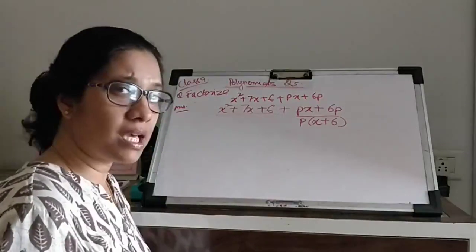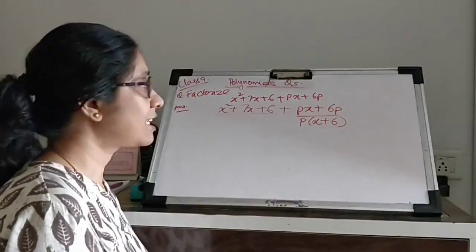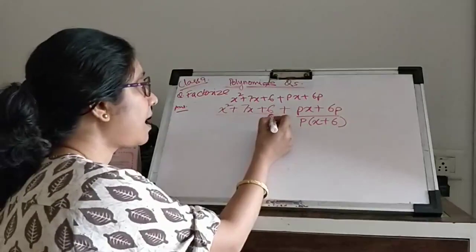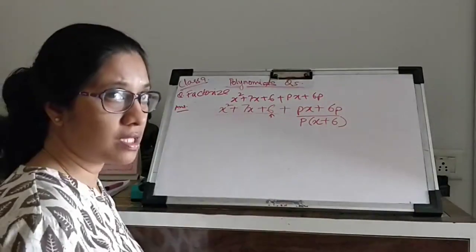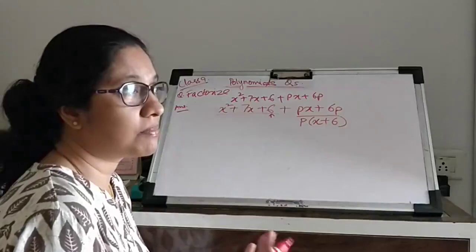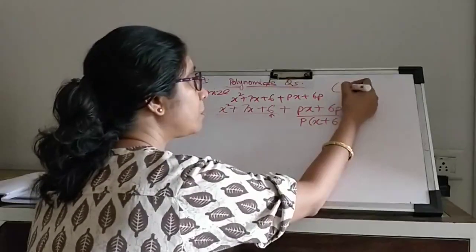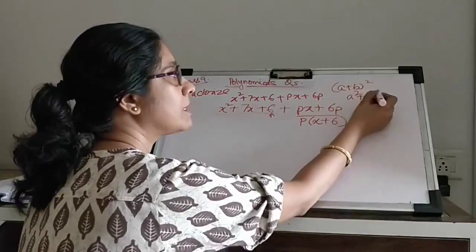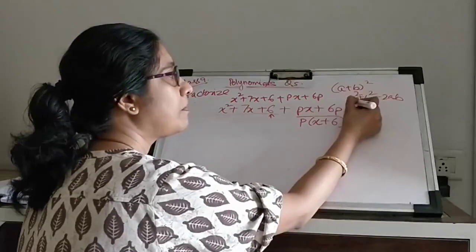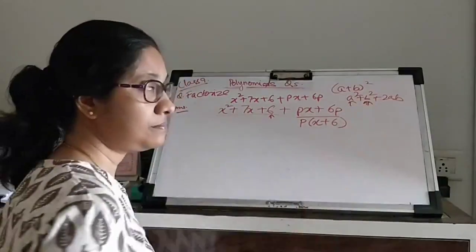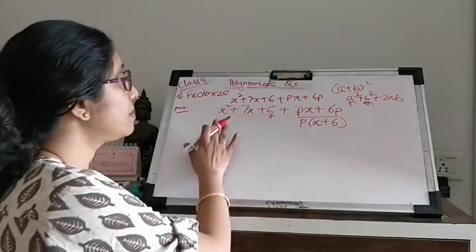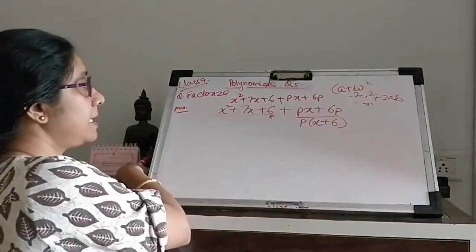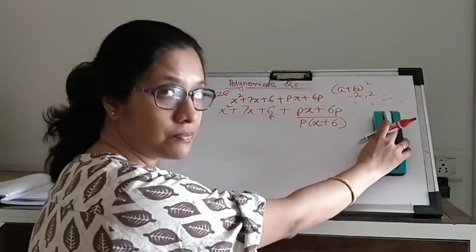Does it look like I can apply a formula like a plus b whole square? Not really, because this last term is not a square. If this is not a square, I cannot apply any b square. In order to apply a plus b whole square, I should have something like a square plus b square plus 2ab. That means both these terms should be perfect squares, which in this case is not. 6 is not a perfect square. So definitely I cannot apply a plus b whole square. So I need to do the midterm splitting.